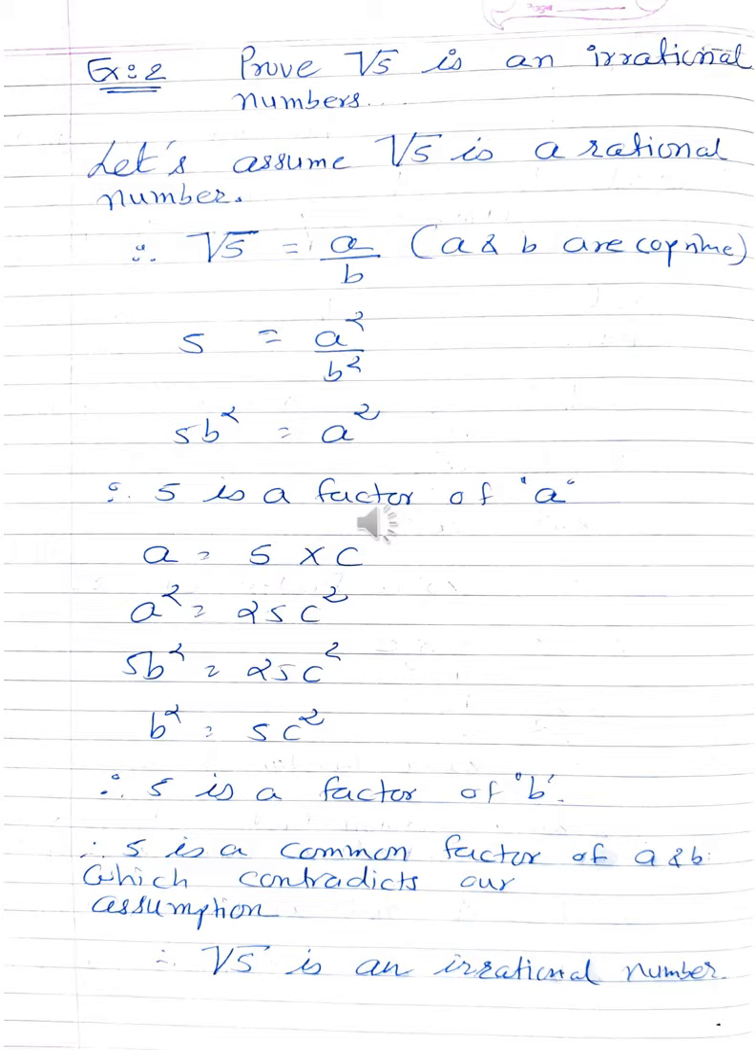So it means 5 is a common factor of a and b, which contradicts our assumption. In our assumption, we have assumed that a and b are co-primes. But here a and b are not co-primes. It means the assumption that root 5 is a rational number is absolutely wrong. It means root 5 is an irrational number.